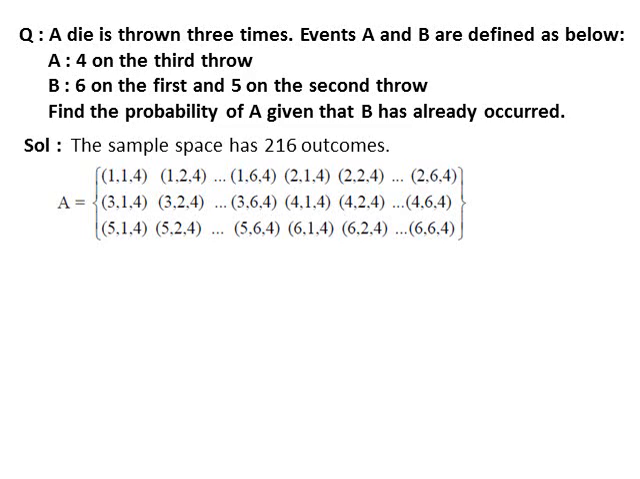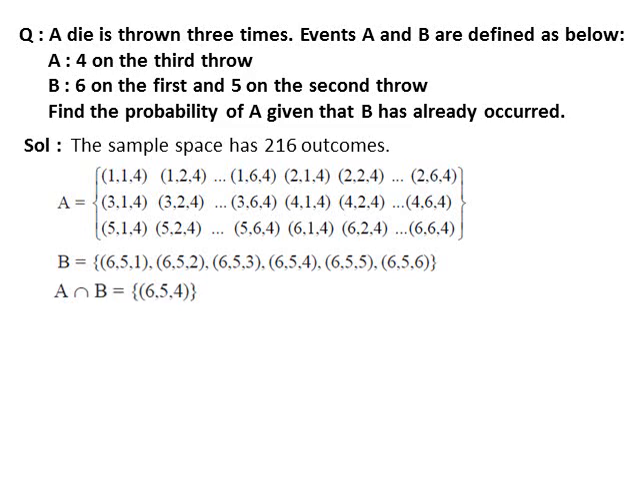Last is 6, 6, 4. So there are 36 favorable outcomes of A. In event B, die shows 6 on first throw, 5 on second throw. It means in third throw, it can show 1, 2, 3, 4, 5 or 6. So there are 6 favorable outcomes of event B.